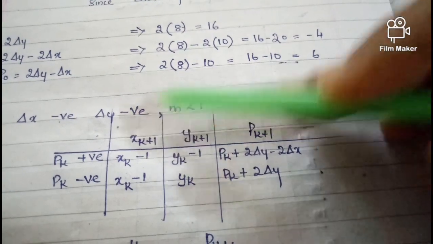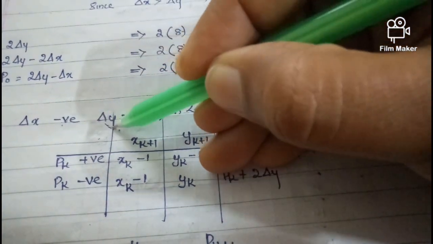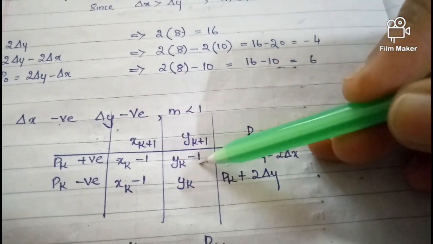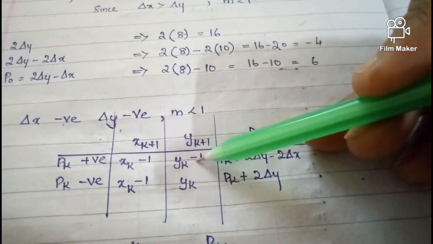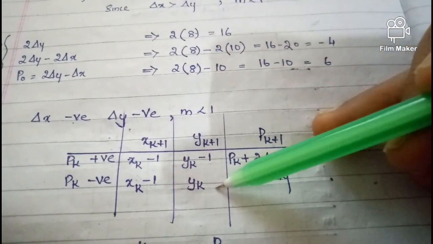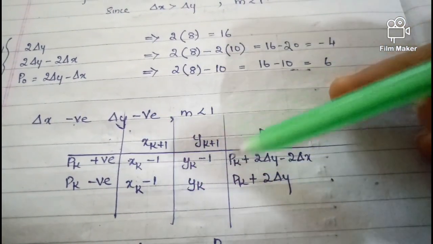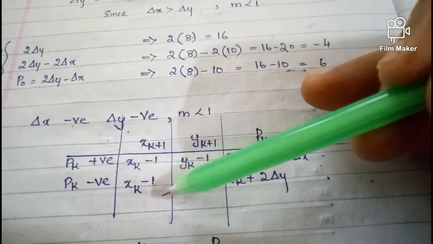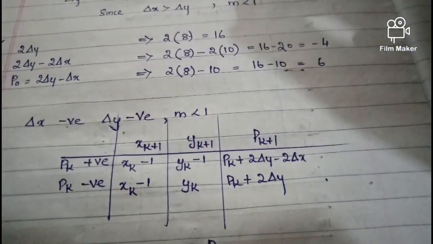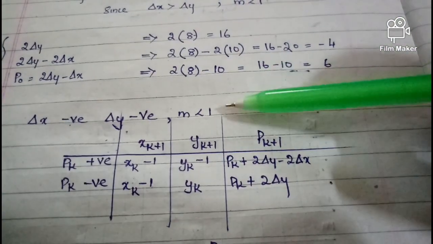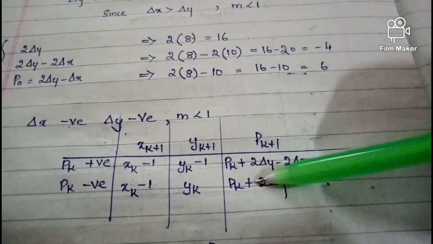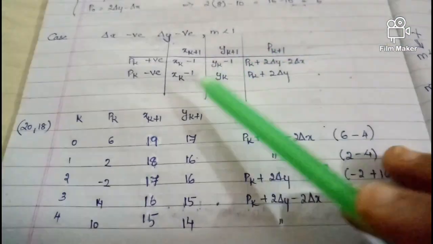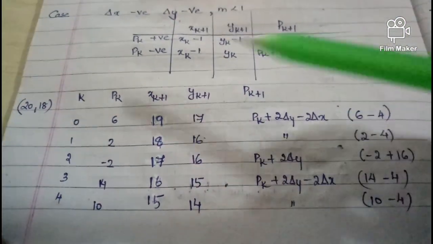Delta y is negative, so y will decrement only when pk is positive. And when pk is negative, y will remain same. So we have identified the plotting points. When pk is positive, both will decrement, and when pk is negative, only x will decrement, y will not decrement. And depending on the equation for m less than 1, correspondingly pk plus 1 values are computed. So after specifying all these things, let us draw the columns.